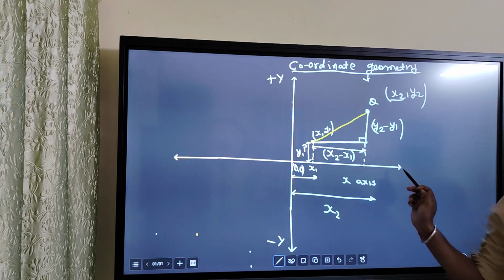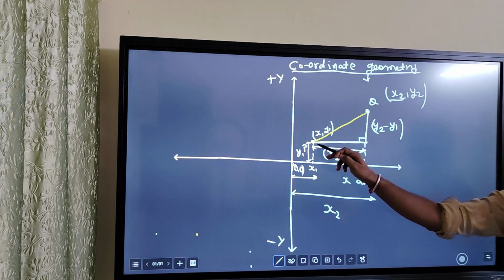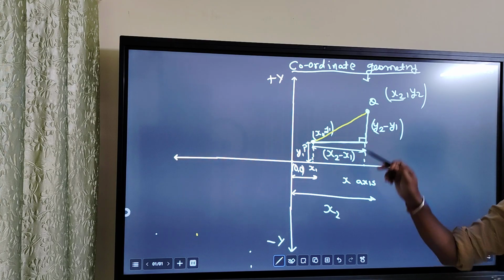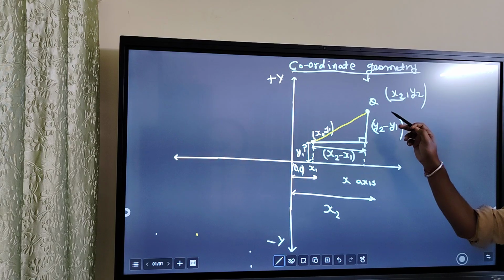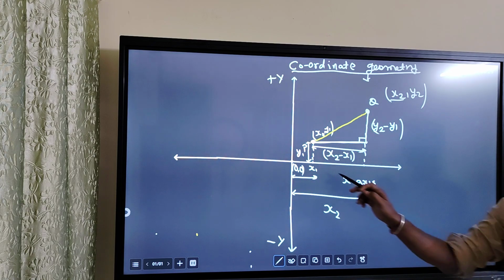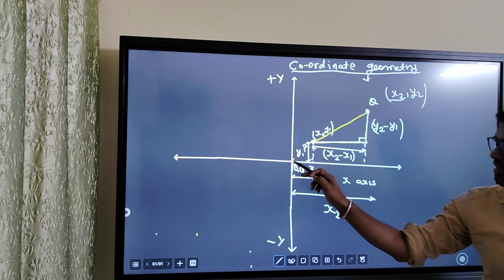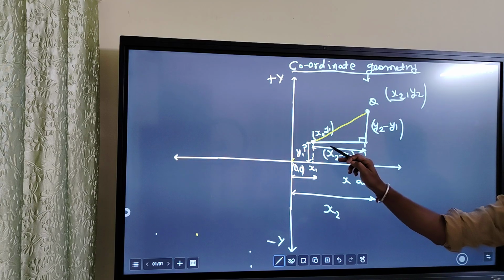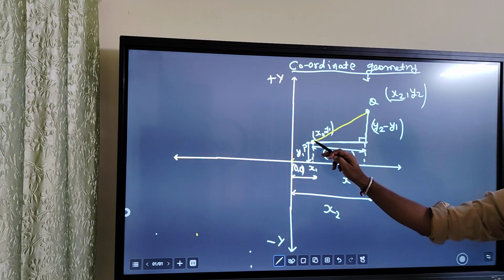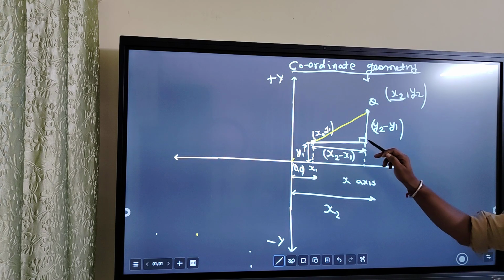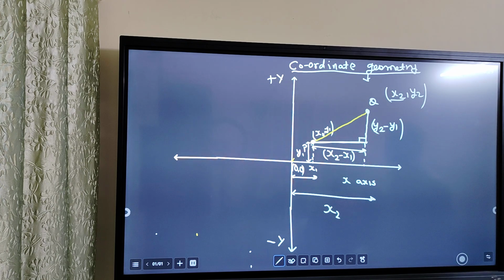Here you can see we have x-axis, y-axis, and we have one point P, which has coordinate x1 and y1. Another point we have Q, with coordinate x2, y2. We know that x1 represents this distance, and x2 represents this one. If we want the distance between P and Q, we have to use the distance formula, and that formula's derivation we can get from Pythagoras theorem.